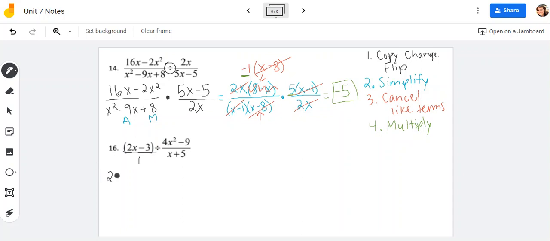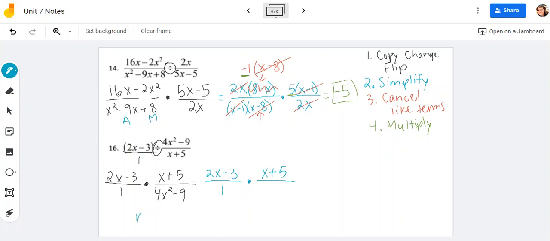So I am going to copy this first fraction now that I have it written as a fraction. I'm going to change this division to multiplication. And then I'm going to flip the second fraction. So my denominator becomes my numerator, and my numerator becomes my denominator. Now I am ready to simplify. So 2x minus 3, there's no GCF besides 1. I can't simplify that. And I can't simplify the 1. x plus 5, I also can't simplify that.